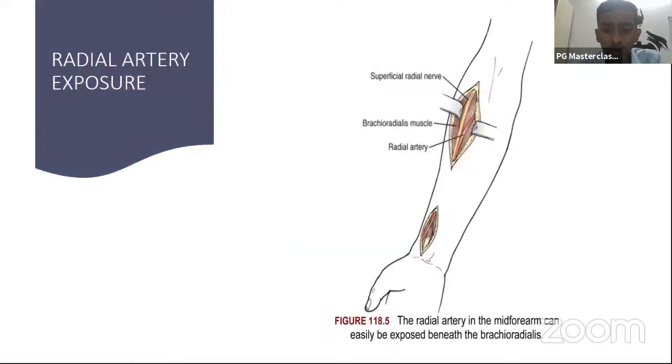The radial artery is exposed beneath the brachioradialis muscle and the pronator teres here, and in the distal part of the forearm in the location with respect to the radial styloid process. Here the vessel is relatively superficial, which we commonly use to palpate the pulse. And the importance of this exposure is in terms of formation of an AV fistula, which is commonly done at this site.